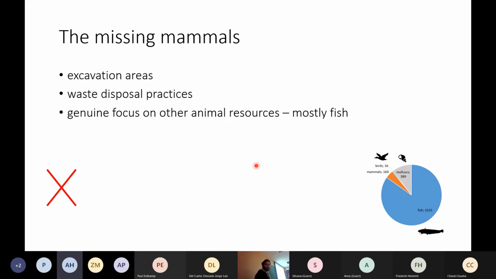So the reason why the mammals are missing could be, for example, just related to excavation areas. Perhaps in those areas there were not facilities for disposing of mammal remains, so there may be a bias related to excavation choices. It may be related to waste disposal practices, something similar, perhaps the bulkier waste from mammals being disposed of elsewhere outside of the settlement, so we didn't find them. Or there could actually be a genuine focus on other animal resources, so it could be a real pattern, and the site would have been mainly a fishing site.